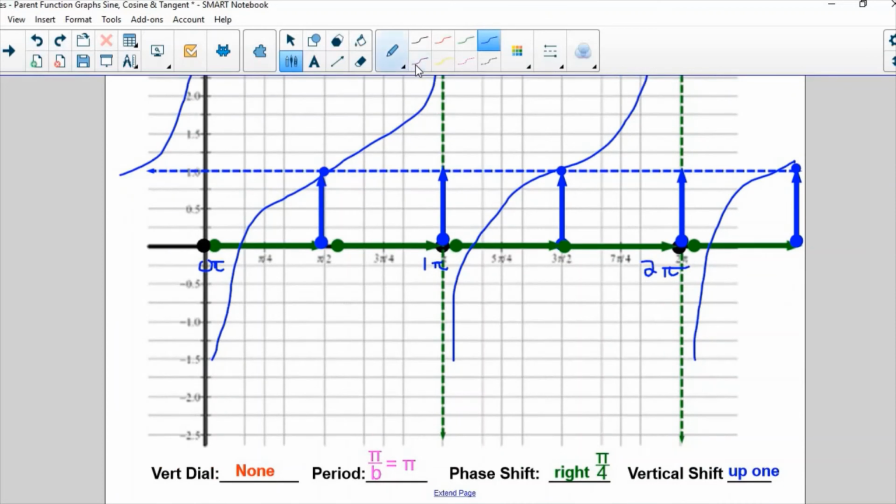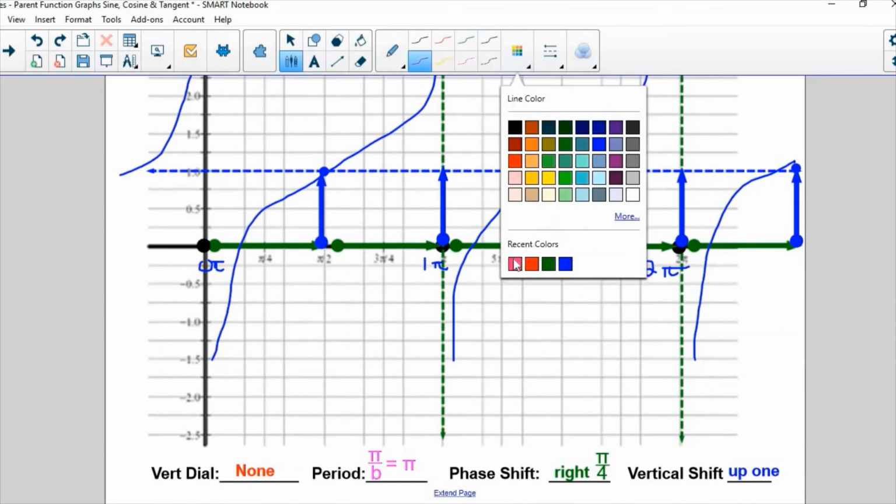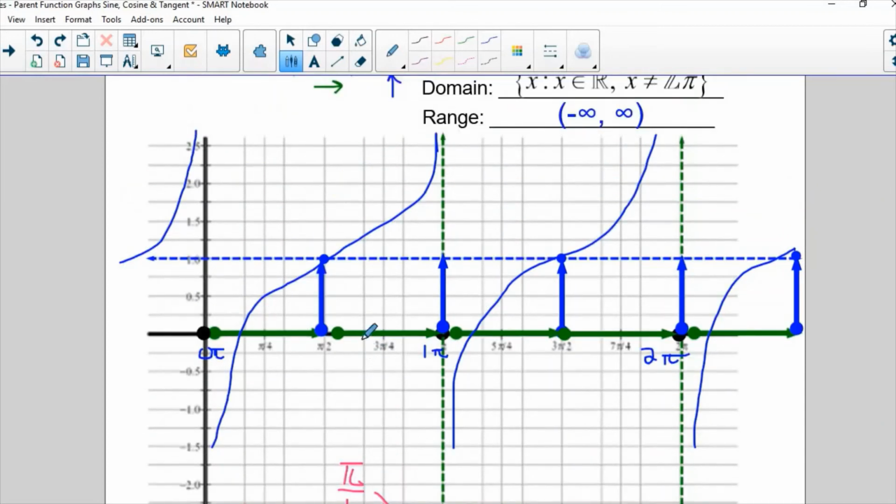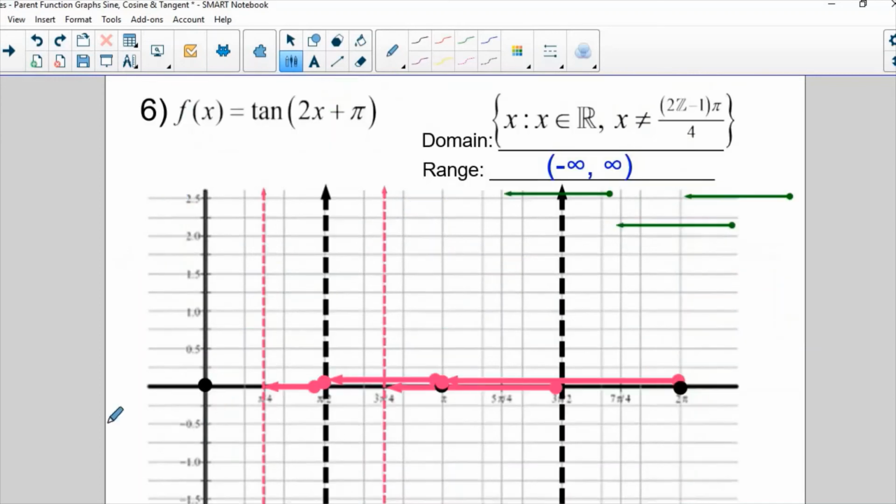My period, remember the period for tangent is pi over b, right? It's pi over b, which in this case would be pi over 1 here, okay? The phase shift is pi over 4, you saw that clearly there, and the vertical shift is up 1. All right, let's take a look at our last tangent value, and then I'll show you some calculator things that will help you keep all this straight.